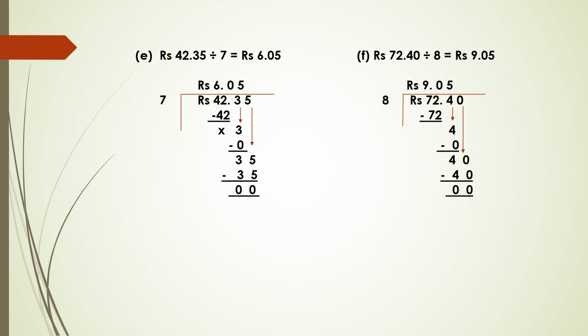From the paisa column you bring 4 down. 4 doesn't come in the table of 8. So put 0 on the quotient part. 8 zeros are 0. Then 4 minus 0 is 4. Then after that, on this dividend part 0 is there. Bring that 0 to the bottom, the number will become 40. Now 40 comes in the table of 8 5 times. Then 8 5s are 40. Subtract it. The remainder is 0. And your quotient is 9 rupees 5 paisa.